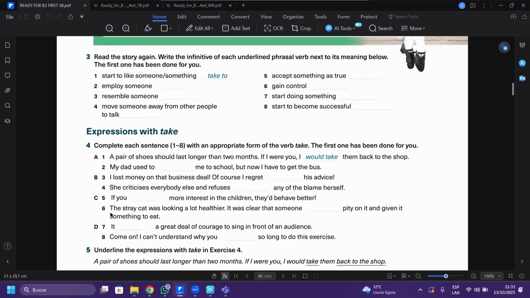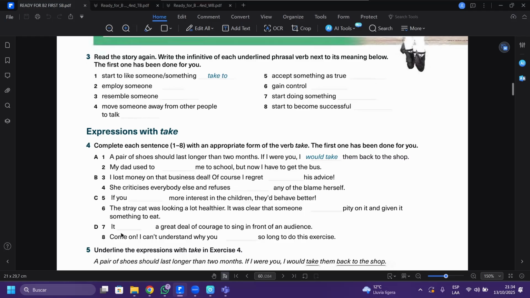Yeah? Number 6. The stray cat was looking a lot healthier. It was clear that someone pity on it and given it something to eat. That someone take up, maybe? Took a pity on it, right? Yes, took a pity on it.